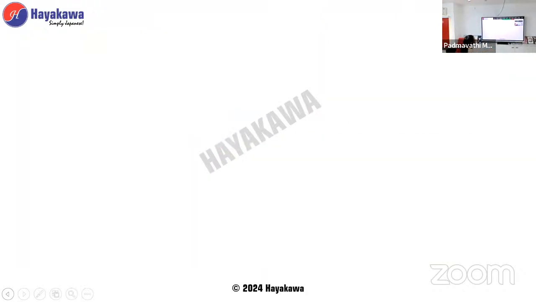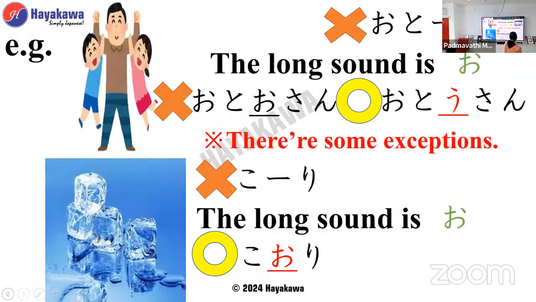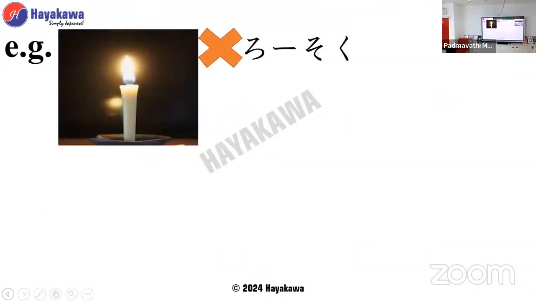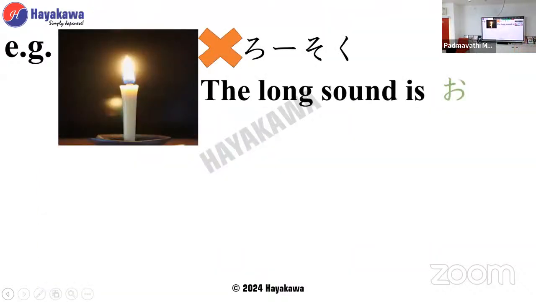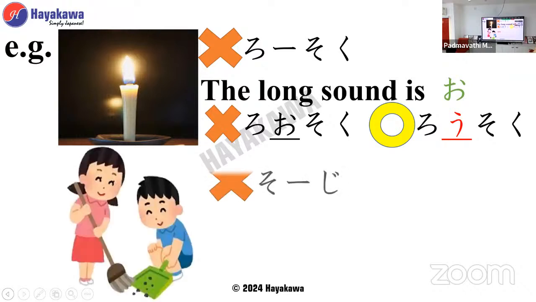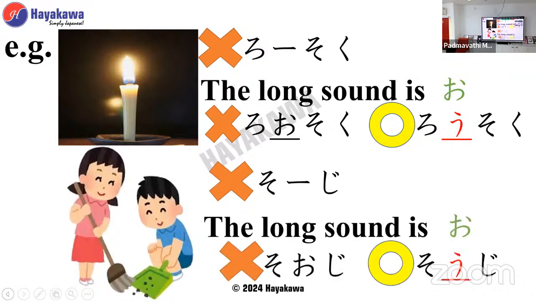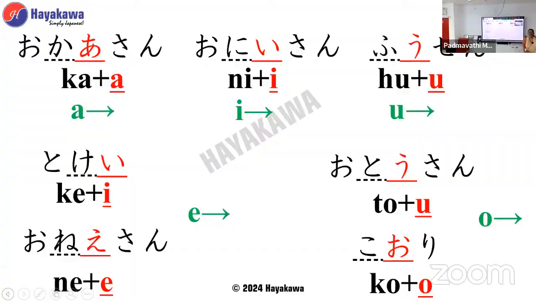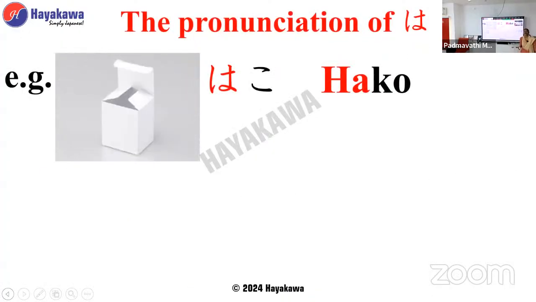Kori. Ri, right? For eyes, it is kori. Candle. Rosoku. Soji. Right. Okay. So let's see a few more.